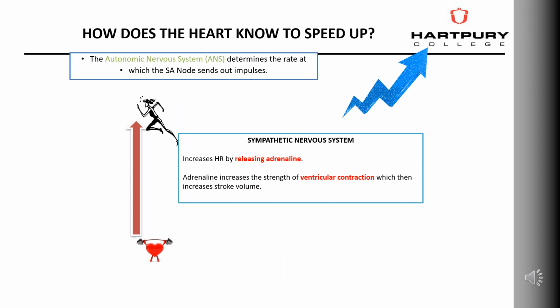Okay, so we have the autonomic nervous system, which determines the rate at which the SA node sends out impulses, and the sympathetic nervous system will speed impulses up. So increases in heart rate by releasing adrenaline, and that adrenaline increases the strength of that contraction, which then in turn increases stroke volume.